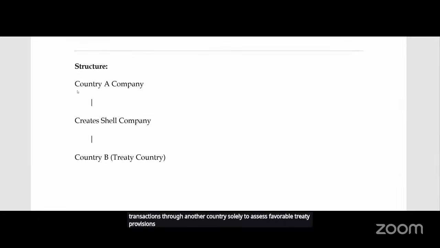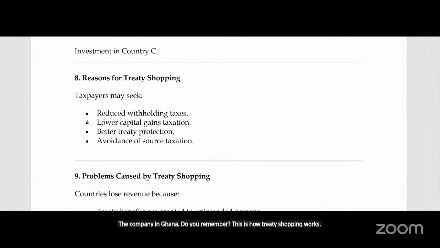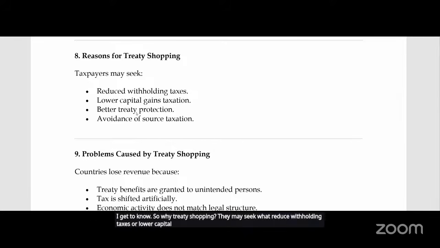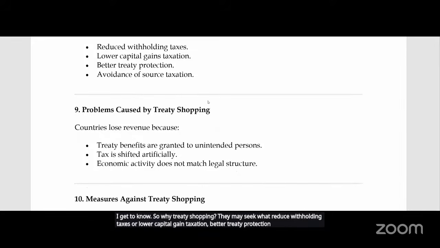We saw that, right? So mostly that country will create a shell company, or what we call the special purpose vehicle. You remember we said it, like the Canada company who acquired the Mauritius company to acquire the company in Ghana. Do you remember? This is how treaty shopping works. So why treaty shopping? They may seek to reduce withholding taxes or lower capital gain taxation, better treaty protection, or to avoid source taxation.